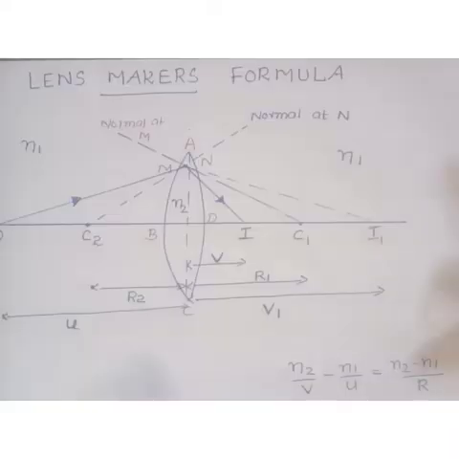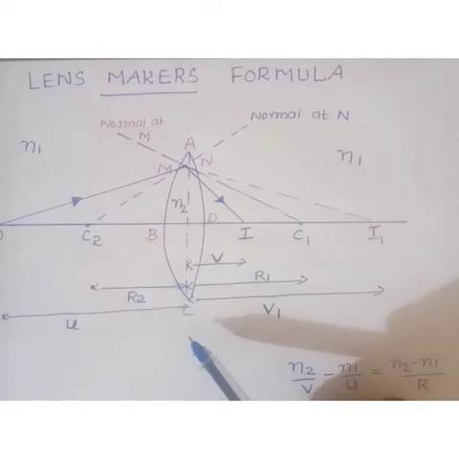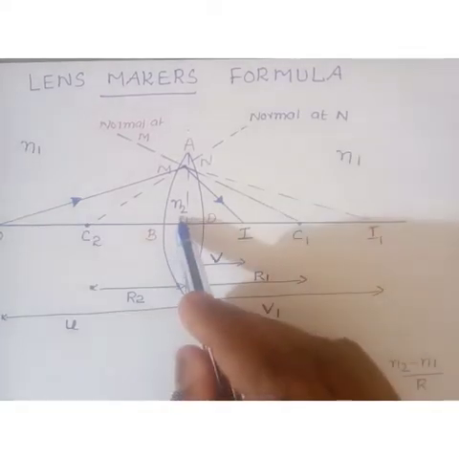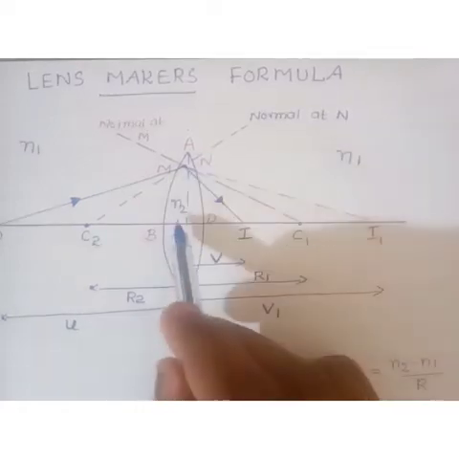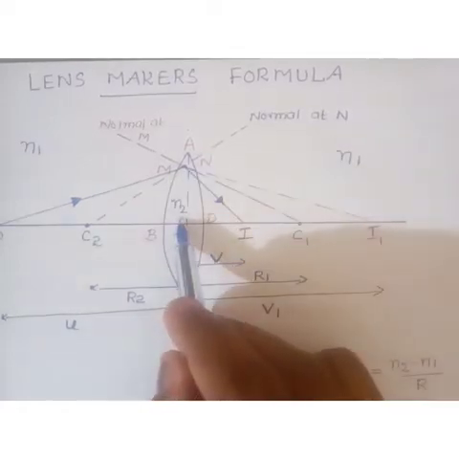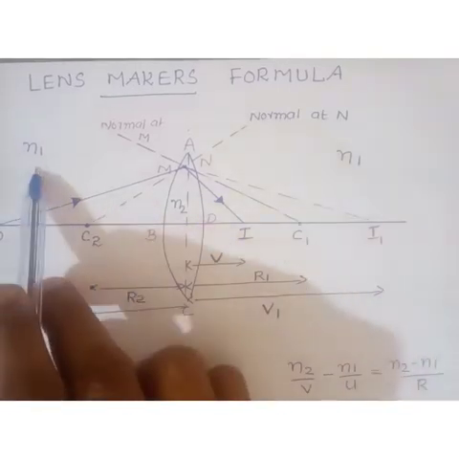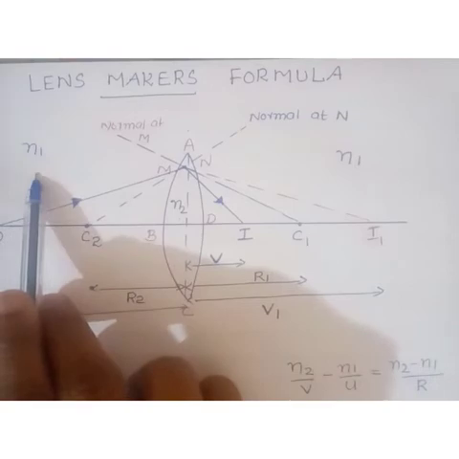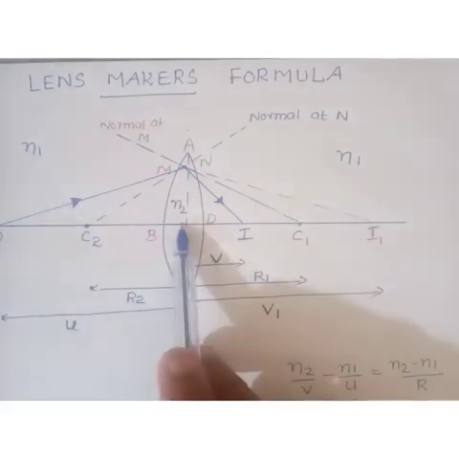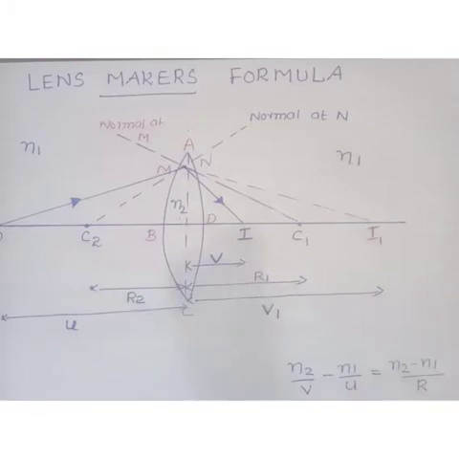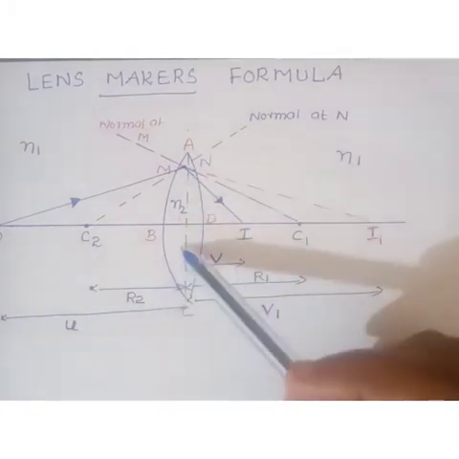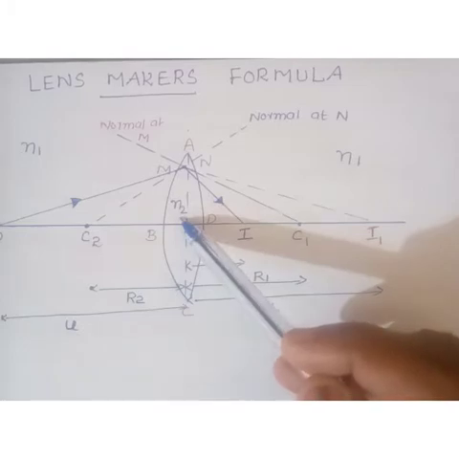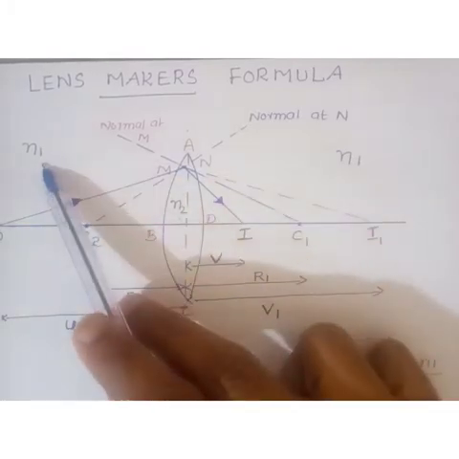Okay. So first you have to consider a thin double convex lens of refractive index N2. So this is a convex lens and its refractive index is N2, placed in a medium of refractive index N1. And also we assume that N1 is a rarer medium. So we have to consider a thin double convex lens of refractive index N2 placed in a medium of refractive index N1.